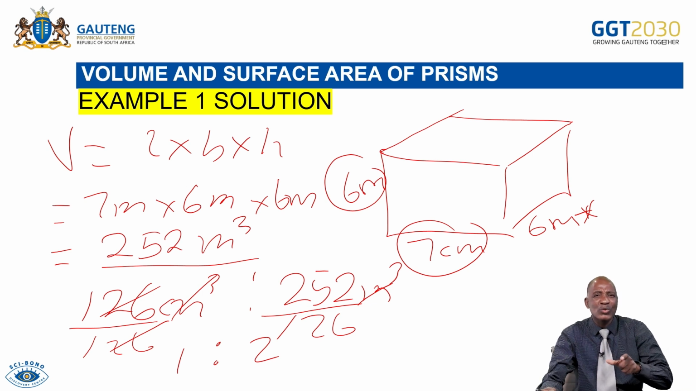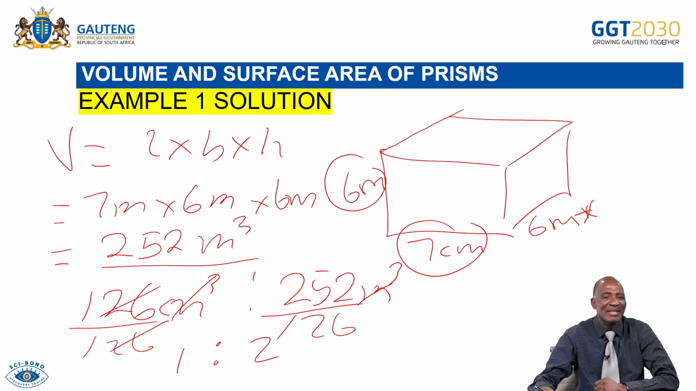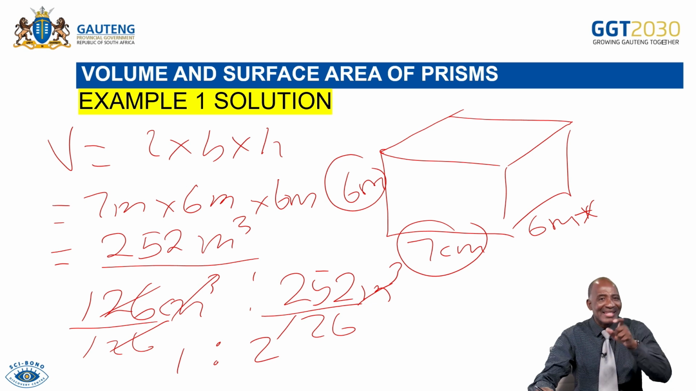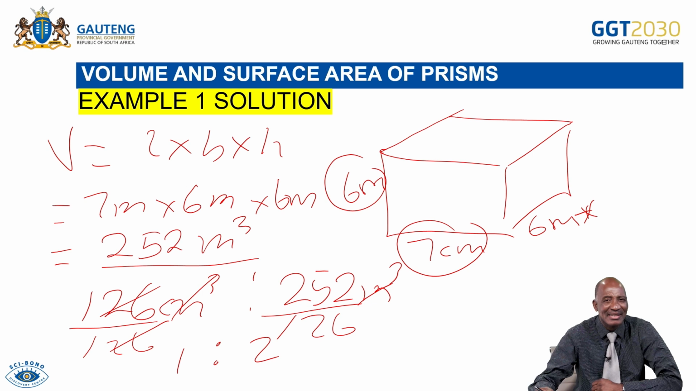But what did we do to the dimension? We doubled it. And what is the effect? The volume gets doubled also. The same tool that we used to double our one dimension now speaks to the volume to say our volume now becomes 2 times bigger than the original volume. Our original volume was 126 cubic meters. Our new volume is like we have just doubled that volume. So that's the effect of introducing a constant to one of the dimensions.